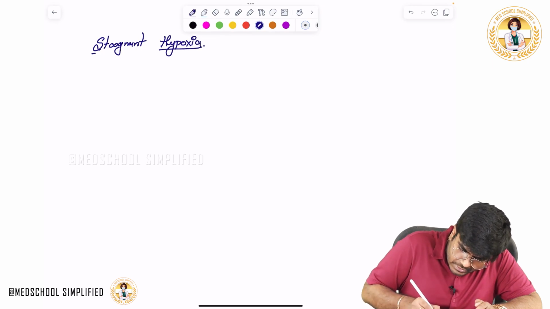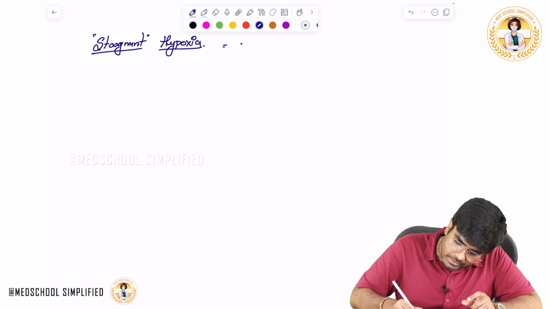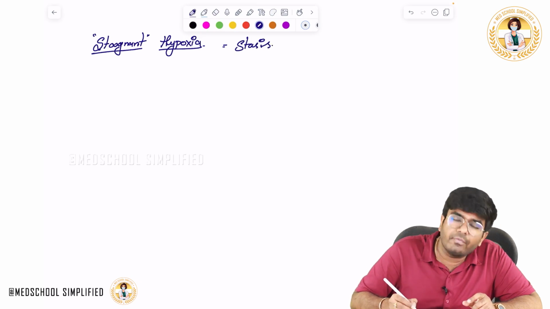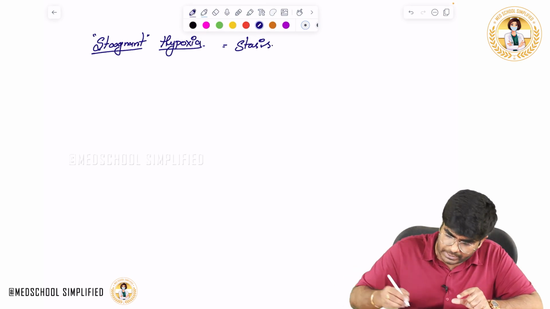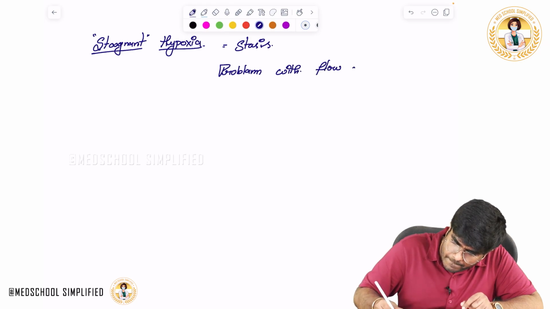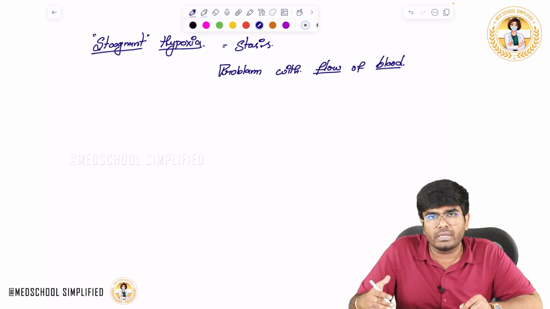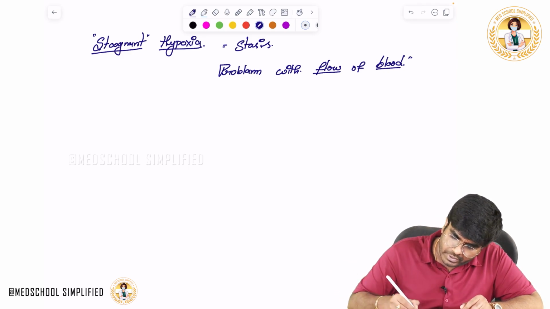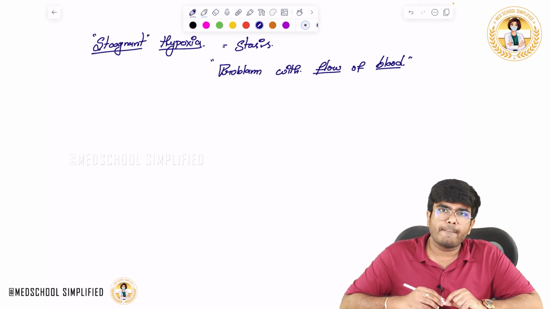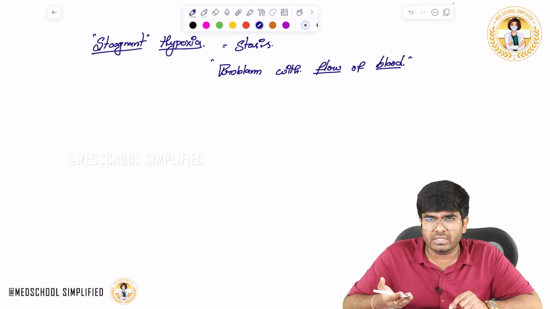Okay, stagnant hypoxia. See here, what's the problem? Stagnant means stasis, which means the blood flow is sluggish, the blood is going slowly. So the problem is with the flow of blood. Velocity means how much blood is going through the tissue bed in a minute. Now why is blood going slowly? If the blood is going slowly, not enough blood is going, not enough oxygen is going, so hypoxia will develop.